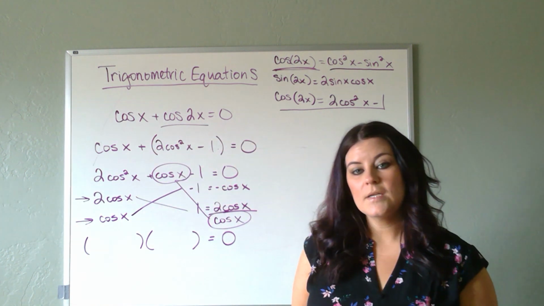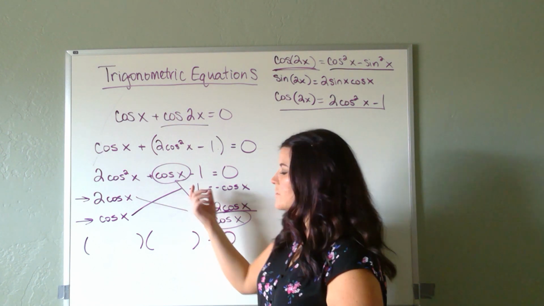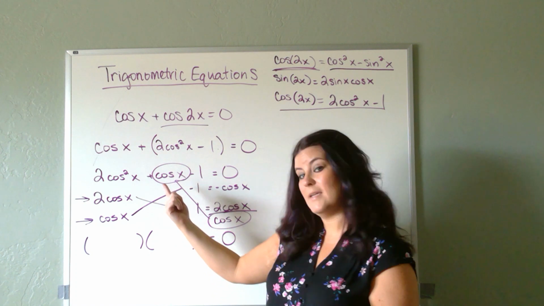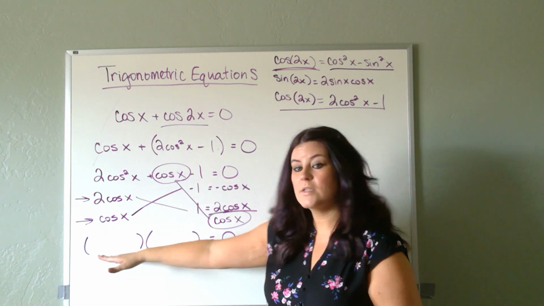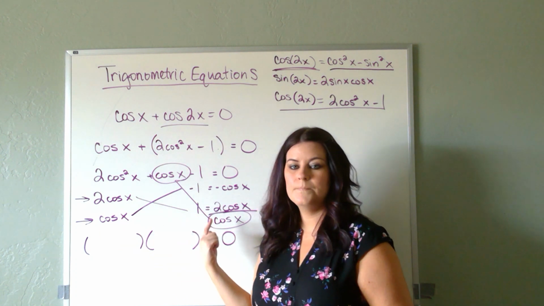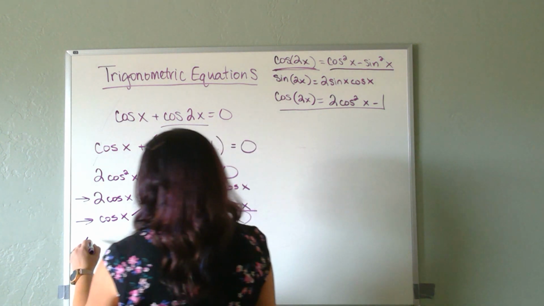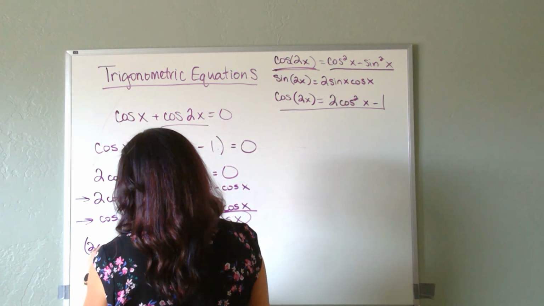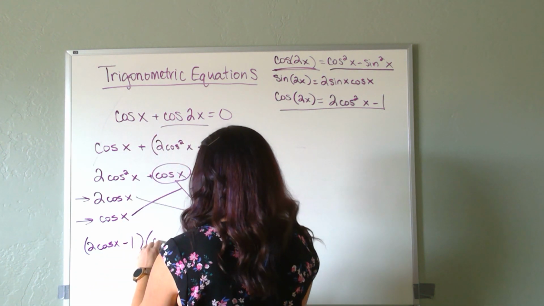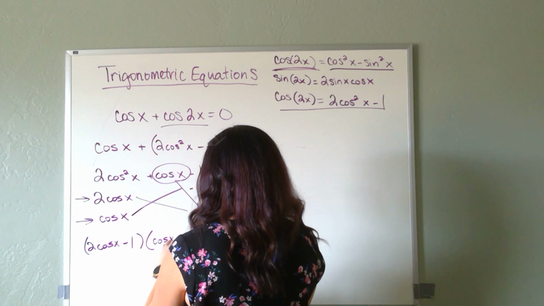It can be a little bit confusing because remember, after I wrote the factors, I used cross products to check my answer. But when I actually write my factors down, I go straight across. So when I write them down, I'm going to have 2 cosine x minus 1, and then I'm going to have cosine x plus 1.